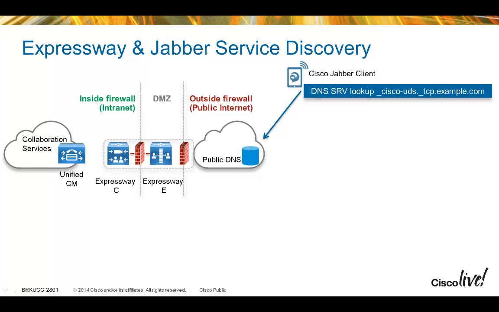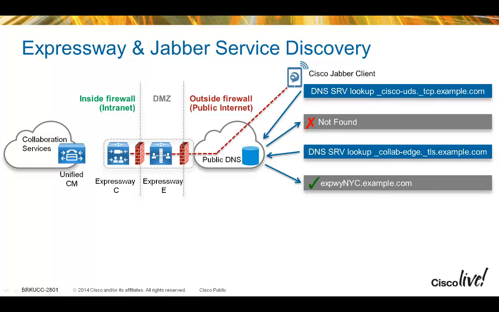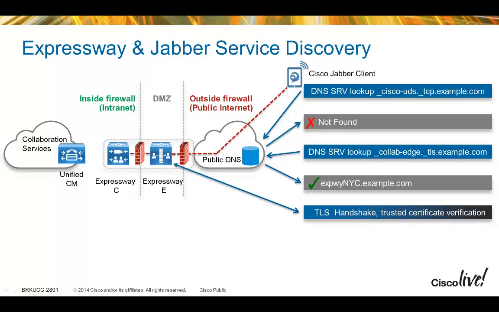So one of the high priority SRV records is the Cisco UDS record. This is never going to be in public DNS. If it is, Expressway MRA is never going to work. So we expect to not find that when we're on the internet. We do a lookup for collab edge. This is what we need in public DNS to find the Expressway. This will allow Jabber to resolve the Expressway for its domain, set up an HTTPS connection to it, do, of course, our TLS handshake, cert verification, more on the cert stuff later.